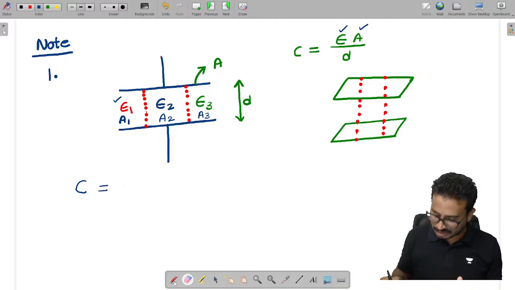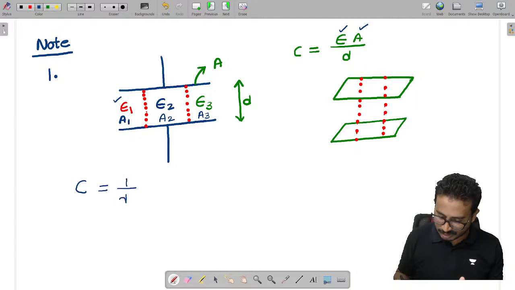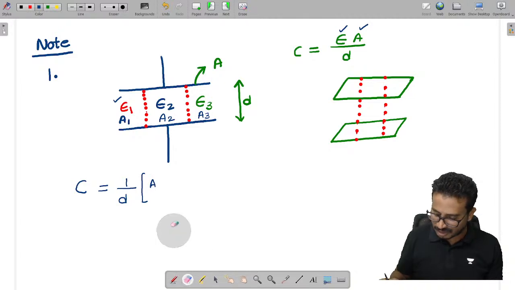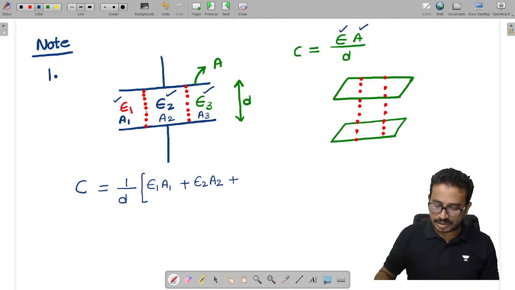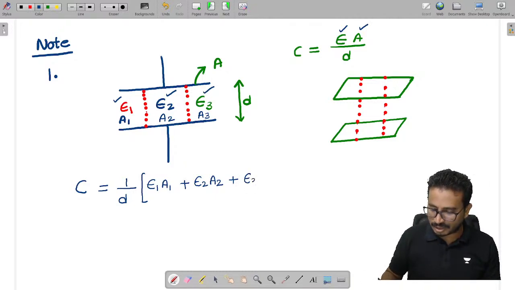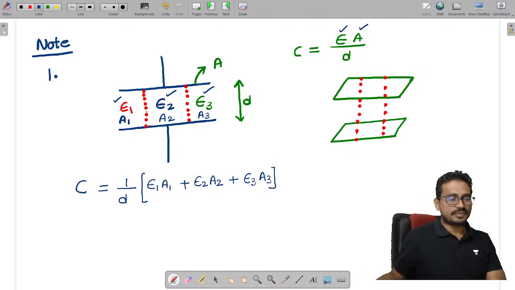So here D does not change, D is constant, so I am taking the D outside simply. The remaining you can write now. First case, epsilon is epsilon 1, A means A1, plus second one, in this case epsilon 2, A means A2. And this one is epsilon 3, A means A3. Is this point clear to all of you?